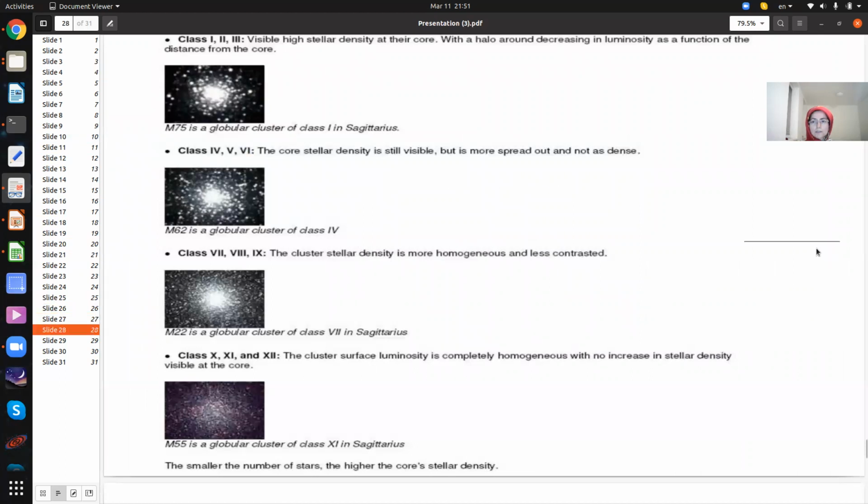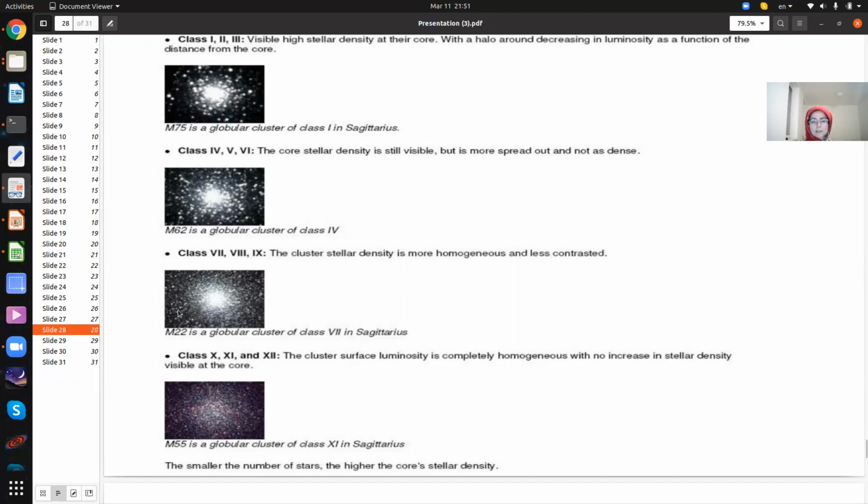In here, you see the visible classes, the first one being class 1, 2, and 3. There is visible high stellar density at the core with a halo around it, decreasing in luminosity as a function of the distance from the core. M75 is a globular cluster of class 1 in Sagittarius. And this is M62, a globular cluster of class 4. The core stellar density is still visible, but is more spread out and not as dense.